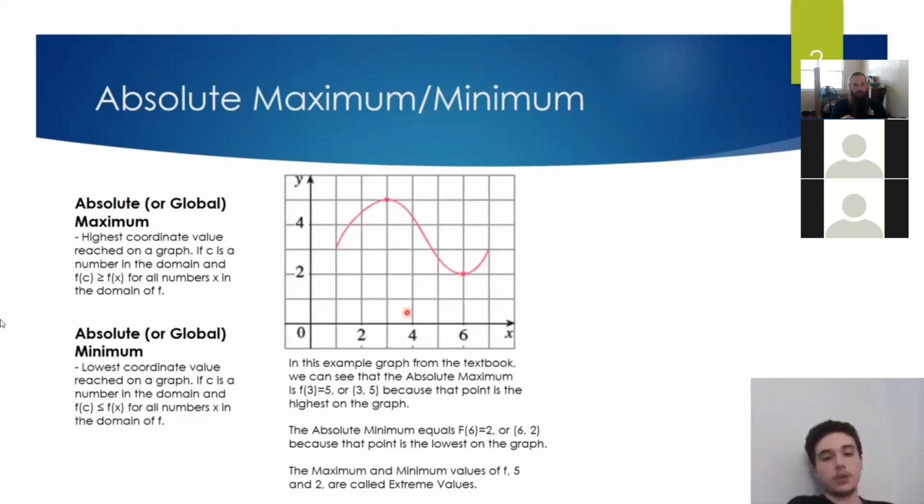And another thing we can gather from this graph is that the limits of f on the graph, or the highest and lowest values of f, in this case, 5 and 2, right here at this point (6, 2), those are called the extreme values.